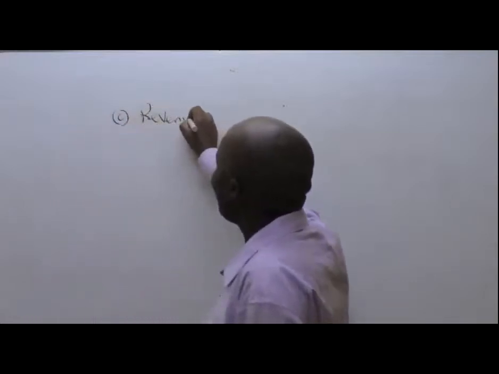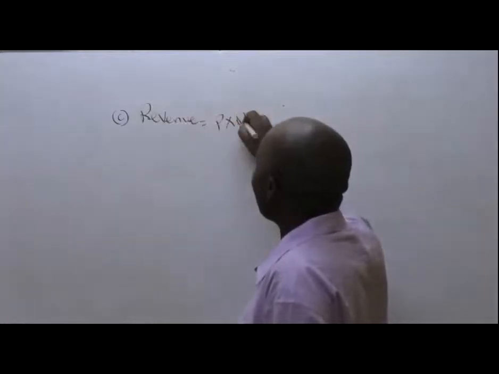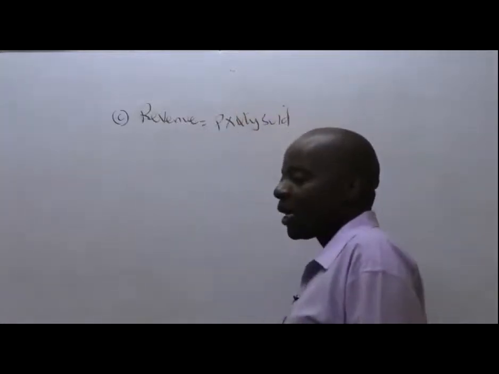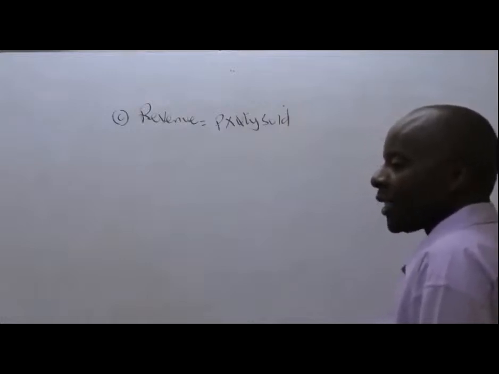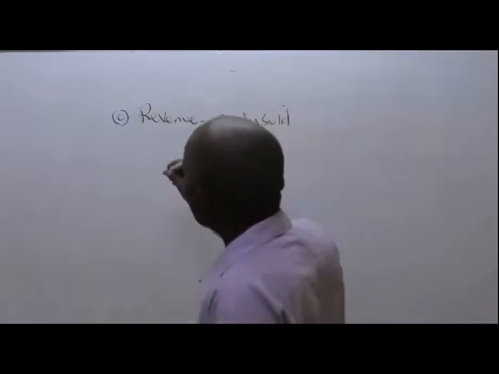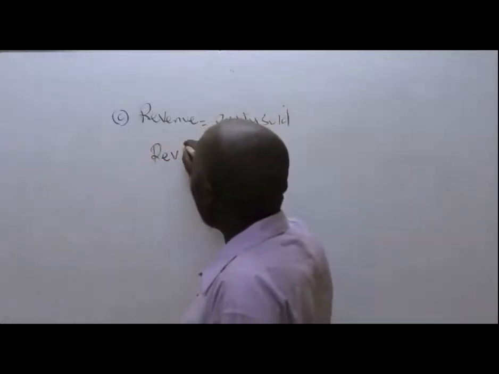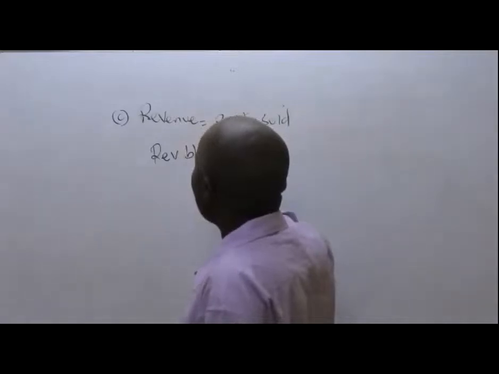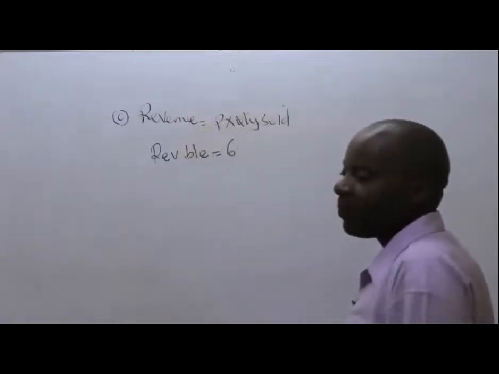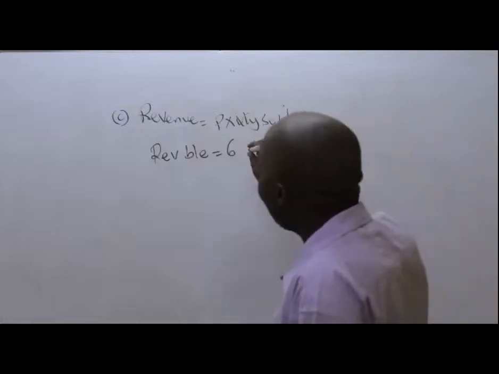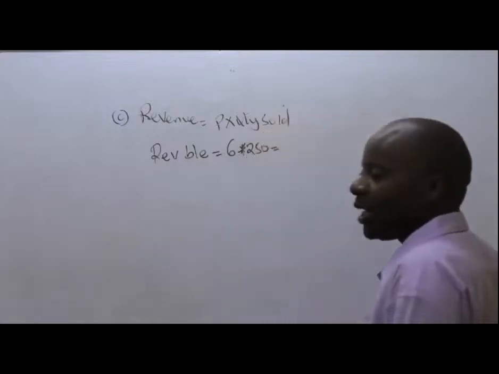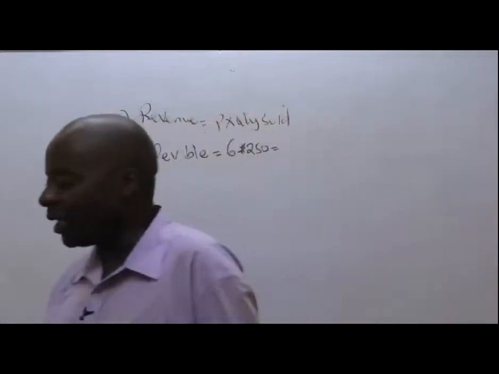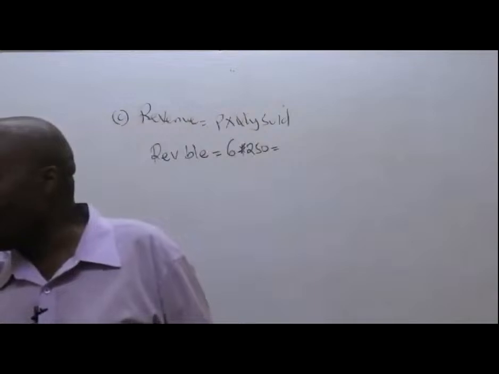Remember, revenue generally is price times quantity sold. So if they want us to give them revenue at break even, then I will take the selling price of 6 times the quantity to be sold for us to break even. Quantity to be sold for us to break even is 250.